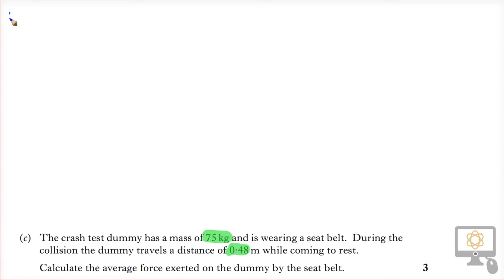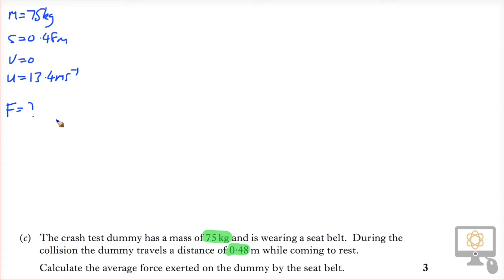First of all, the mass of the dummy is 75 kilograms, and the distance it travels is 0.48 meters before it comes to rest. We also know its final speed. It comes to rest, so it's 0. We know its initial speed is the speed of the car originally, which was 13.4 meters per second. And that's about it. We're trying to find F, the average force exerted on the dummy in coming to rest.